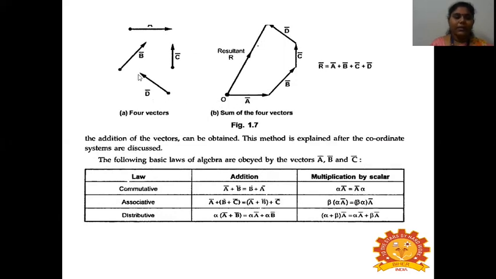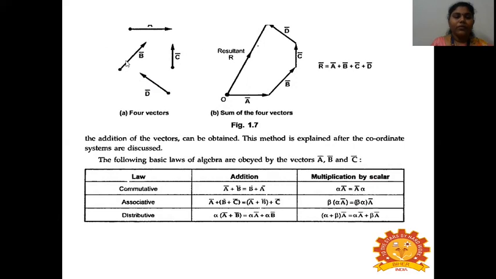So see here, these are the four vectors. Here we have A vector, B vector, C vector and D vector. These are the four vectors which we are going to add by the head to tail method. First we will take the A vector. This is the origin and it ends with A. So this is the A vector.